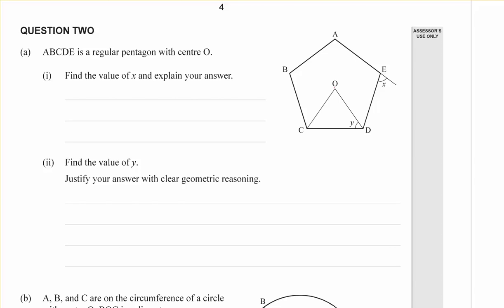Right, this is the 2015 Geometry External. We're up to question 2. Regular pentagon with centre O. Find the value of x.